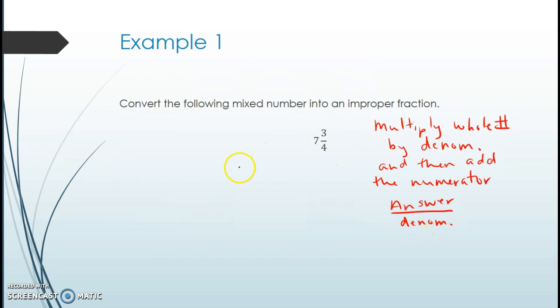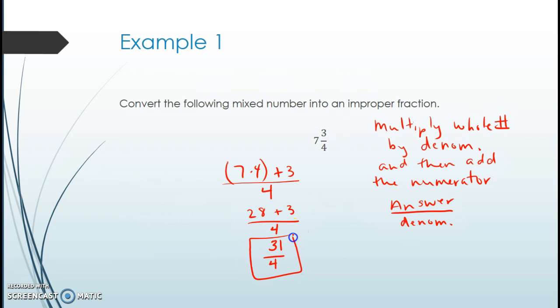So when I do this, I'm going to do 7 times 4, so whole number times denominator, plus 3, and all of that will be over 4. So 7 times 4 is 28, plus 3 over 4, and then 28 plus 3 is 31. So our answer is 31/4. And that's how we convert a mixed number to an improper fraction.